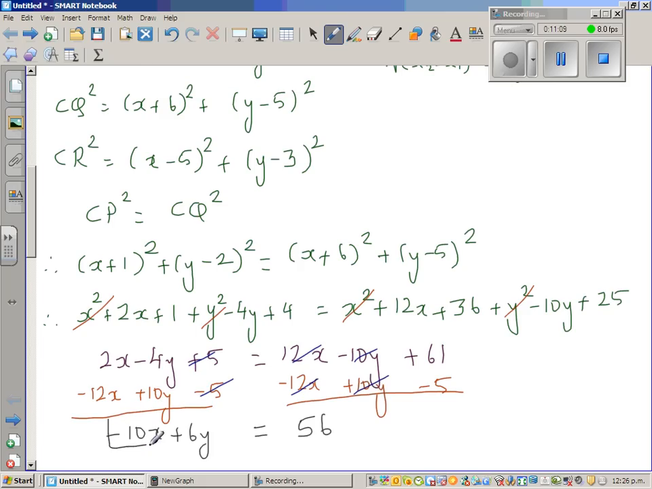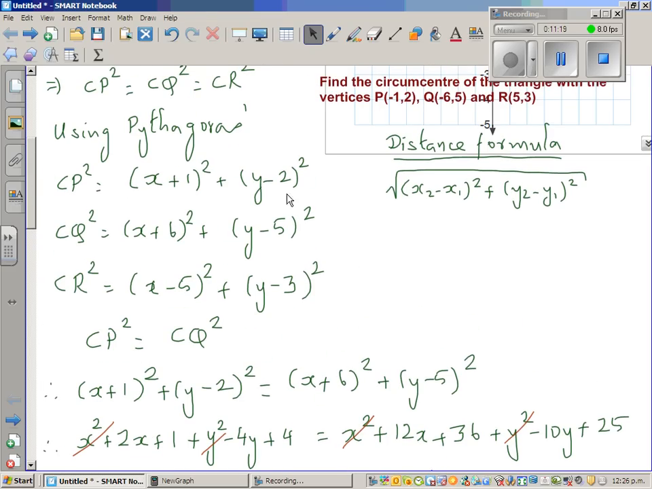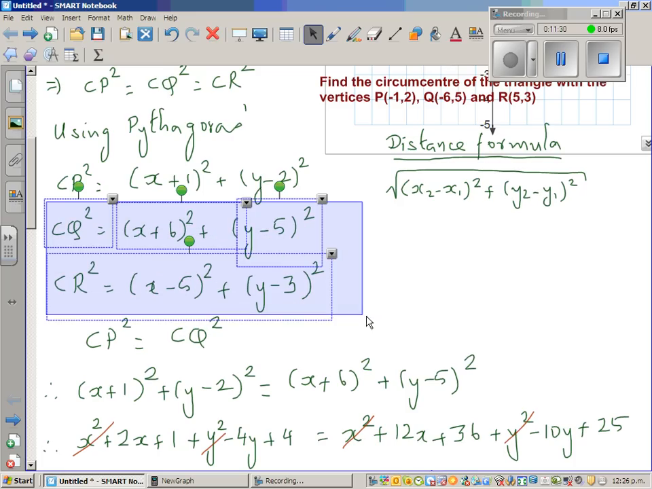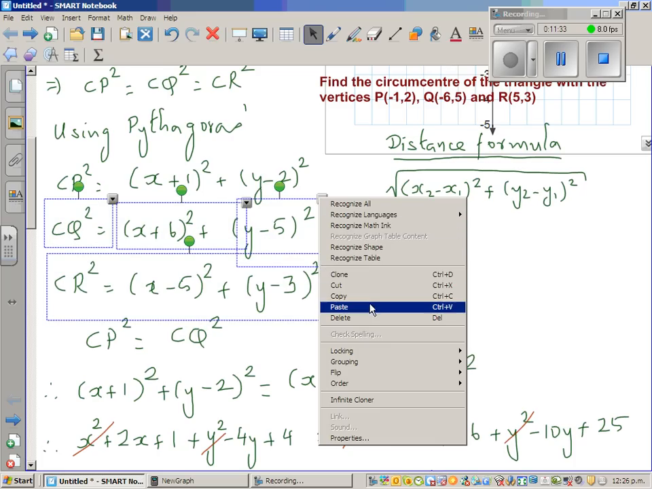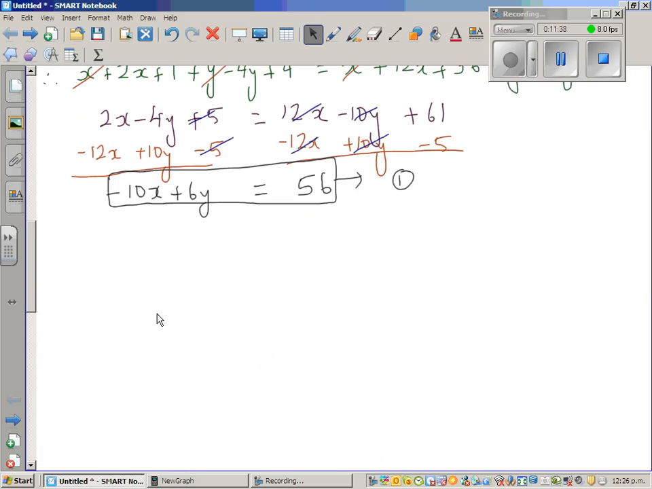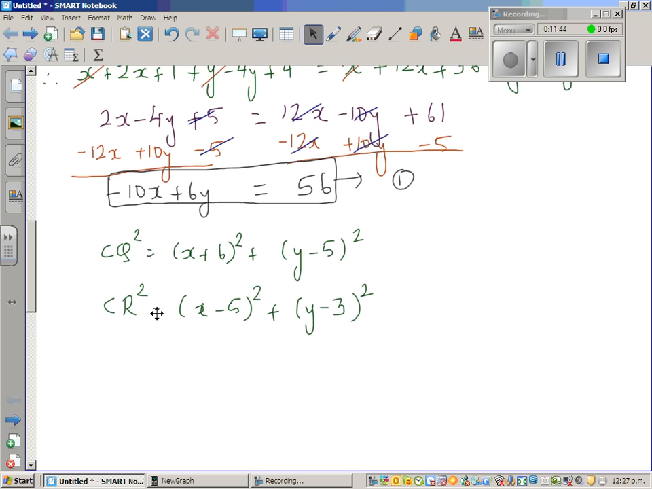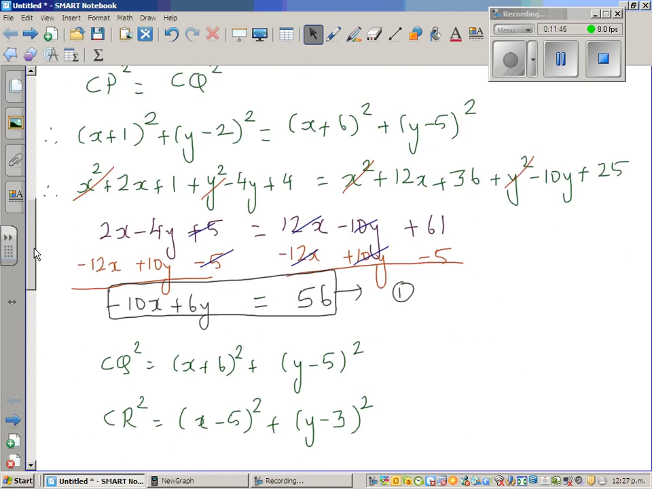So we need two equations. So this is my first equation. Okay. So now what's the second equation? So let me copy this. I'm going to copy this. Yeah, I can copy like this. This is a cool thing about using a smart board. Paste this here. Here we go. Okay. So I'm going to use CQ and CR now.